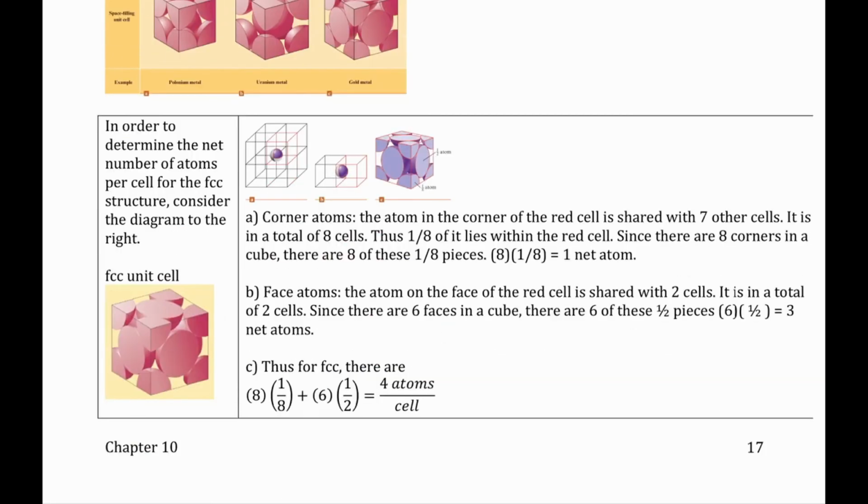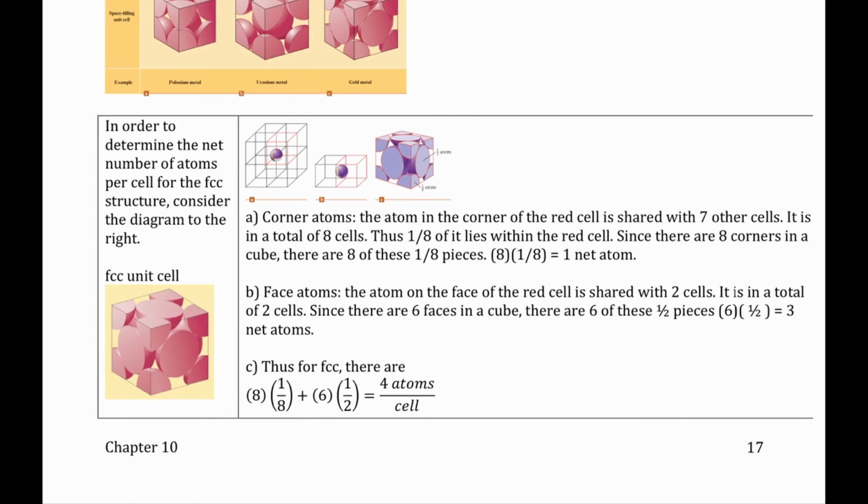Okay, we will need to determine the net number of atoms per cell. We'll have to do that for simple cubic, body-centered cubic, and face-centered. So here's an example of showing how we make that calculation. In order to determine the net number of atoms per cell for the FCC structure, consider the diagram to the right. The one below is just a reminder of what the FCC unit cell looks like. So we have the diagram with A, with B, with C.